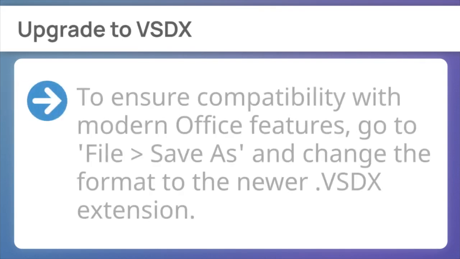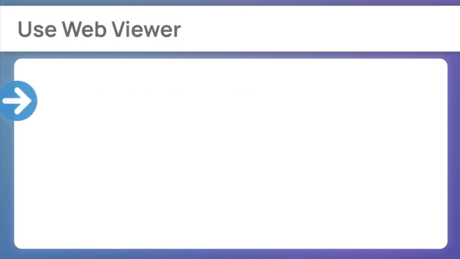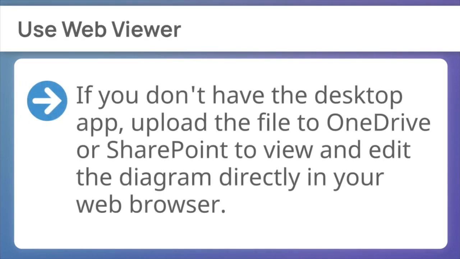Next, upgrade to VSDX. To ensure compatibility with modern Office features, go to File, Save As, and change the format to the newer .vsdx extension. Finally, use Web Viewer. If you don't have the desktop app, upload the file to OneDrive or SharePoint to view and edit the diagram directly in your web browser.